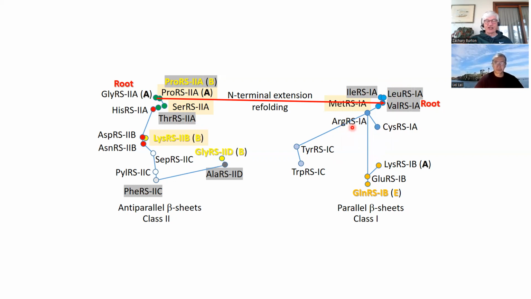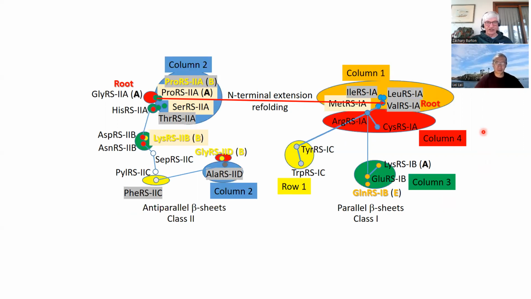An ancient ArgRS, I'm going to say, gave rise to a tyrosine RS and a tryptophan RS, 1C, and probably also gave rise to a GluRS, LysRS, and GlnRS, although this one has an interesting evolutionary history that I'll pick up subsequently. But basically, that's what you're looking at, and it's a lot to incorporate, and it becomes even worse on the next slide.